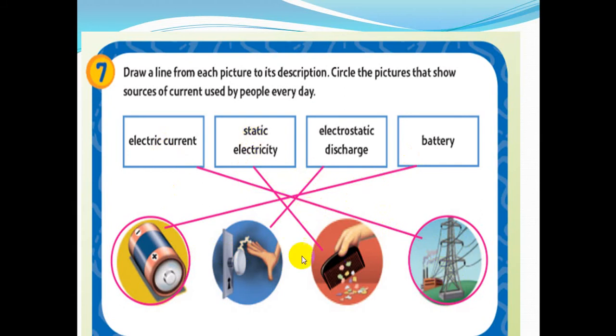Static electricity, like this example, the pieces of paper sticking to the comb. Electrostatic discharge, like this lightning, this electrostatic discharge from our hand to the door handle here. And the last one, battery, for this picture. And then circle the pictures that show sources of current used by people every day. These are the sources. Number 1, battery, and number 2, energy station.